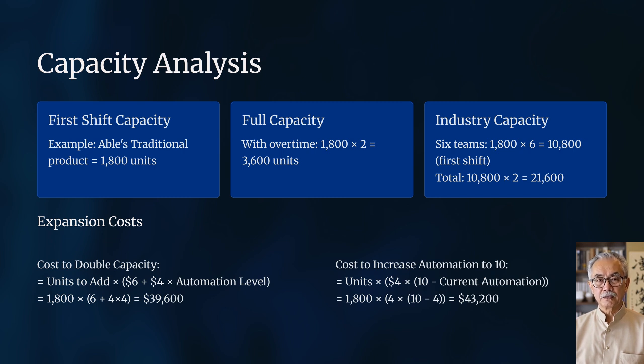Cost to increase automation to 10 equals units times $4 times (10 minus current automation). That equals 1,800 times 4 times (10 minus 4), equal to 1,800 times 24 equals $43,200. Understanding these numbers helps you plan investments in production upgrades strategically.